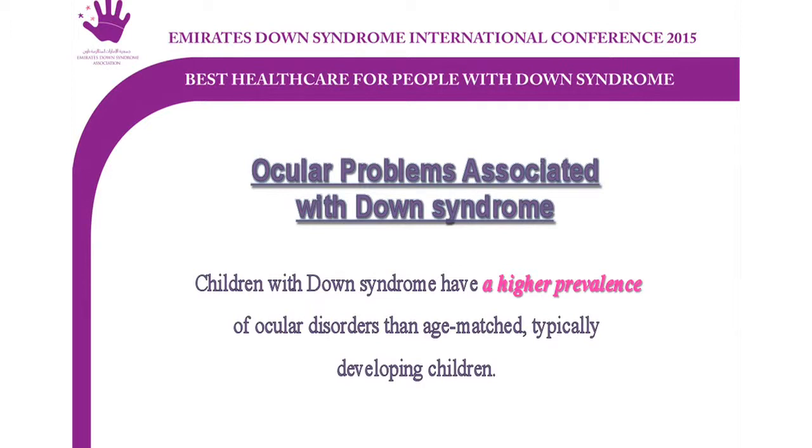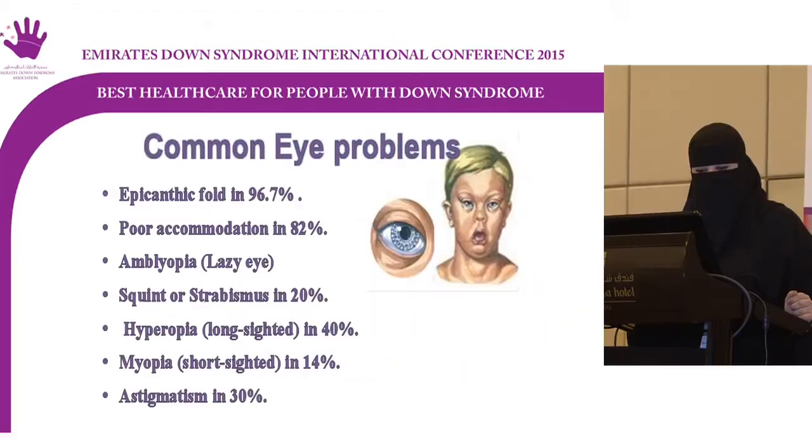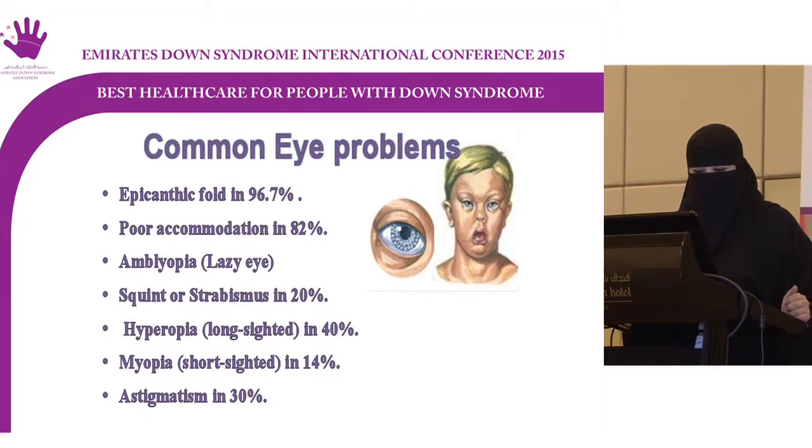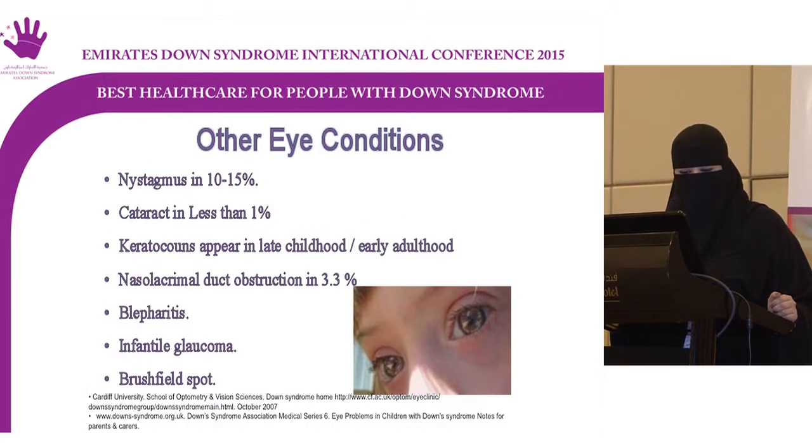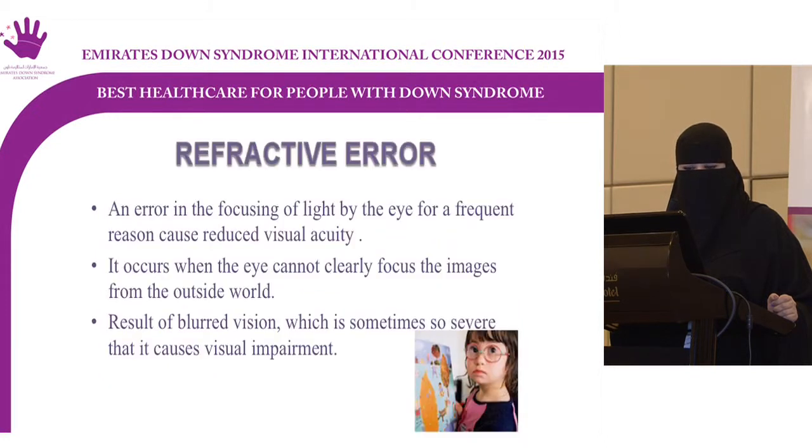Children with Down syndrome have a higher prevalence of ocular disorder than age-matched, typically developing children. The common eye problems in Down syndrome children: they have a high prevalence of epicanthal folds, about 96.7%. They have poor accommodation, amblyopia, or we can call it lazy eye, squint, long-sightedness or hyperopia, myopia, and astigmatism. Other eye conditions are nystagmus, cataract, keratoconus, nasolacrimal duct obstruction, blepharitis, infantile glaucoma, and Brushfield spots.